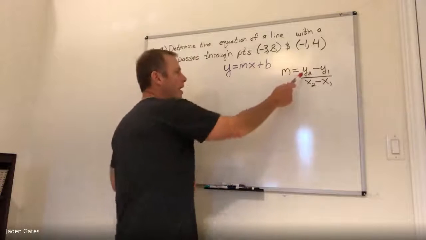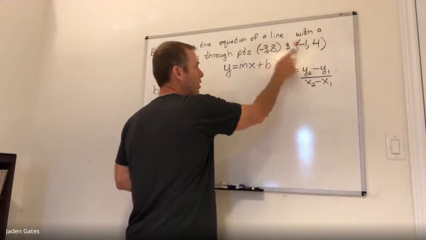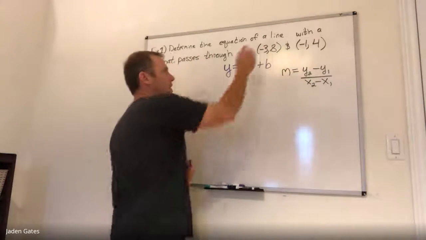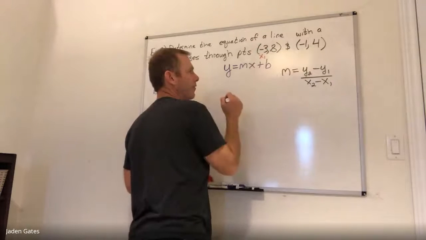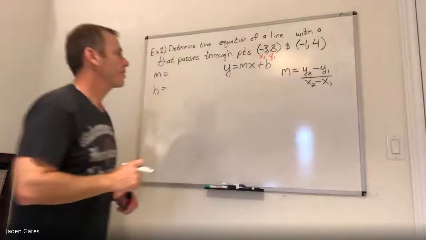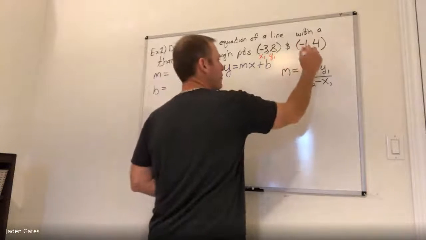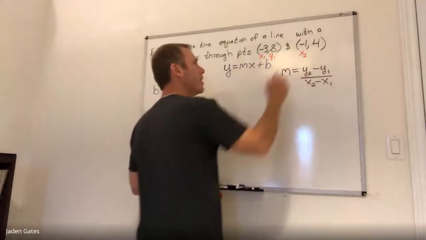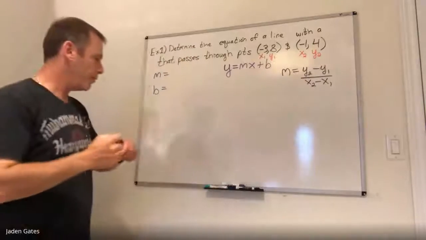That is a formula to find slope if you have two points. The y's are the y coordinates, the x's are the x coordinates, and the ones mean the first point. I'm going to say (-3, 8) is my first point, so x1 is -3 and y1 is 8. My second point is (-1, 4), so -1 is my x2 and 4 is my y2.